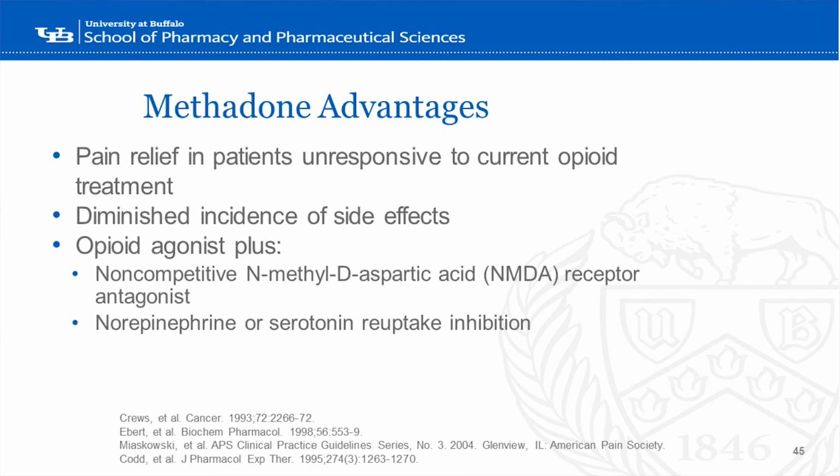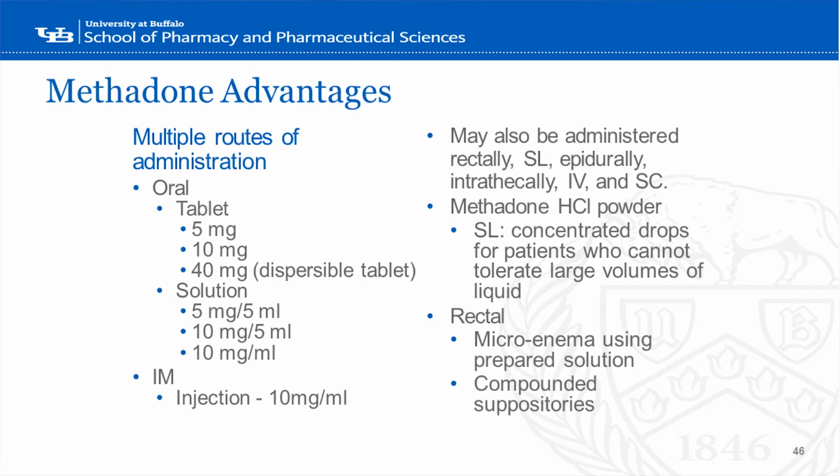Some other advantages include that it has pain relief in patients unresponsive to other opioid therapy with diminished incidence of side effects. And some of the findings are that it has extra mechanisms of action, including non-competitive N-methyl D-aspartic acid or NMDA receptor antagonism, as well as norepinephrine or serotonin reuptake inhibition similar to the SNRIs. It also has multiple routes of administration, similar to those I outlined before about opioids.